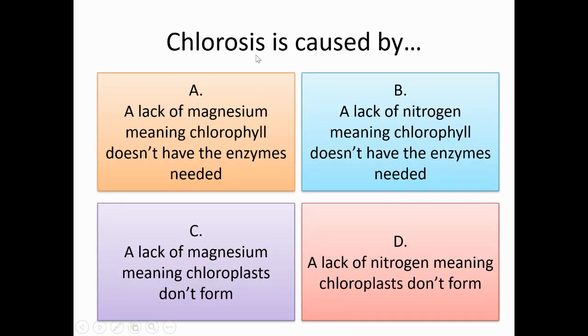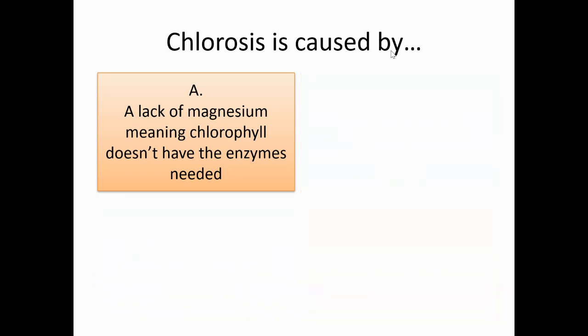Right, again, quick test of your knowledge. Chlorosis is caused by what? And pause the video and just decide, is it A, B, C or D? Okay, the answer is A. A lack of magnesium means chlorophyll doesn't have the enzymes required.